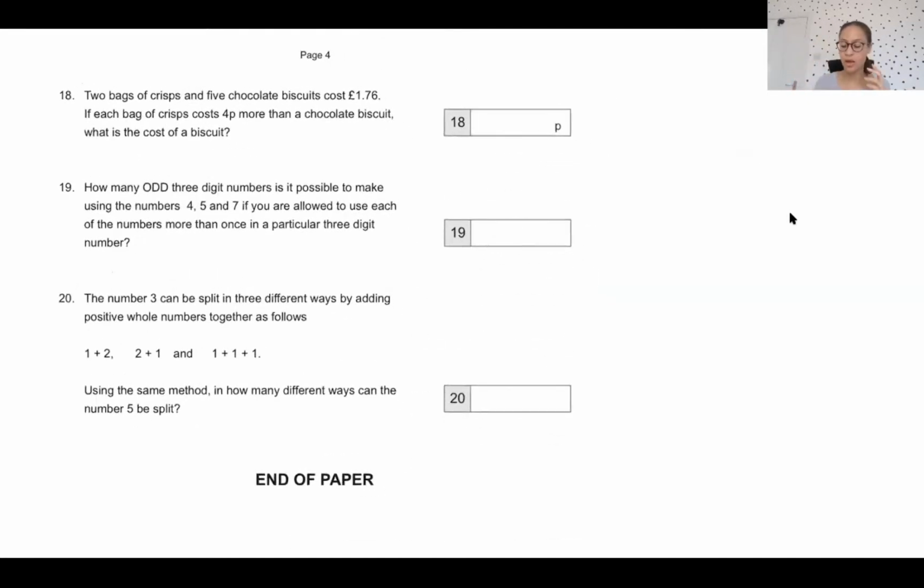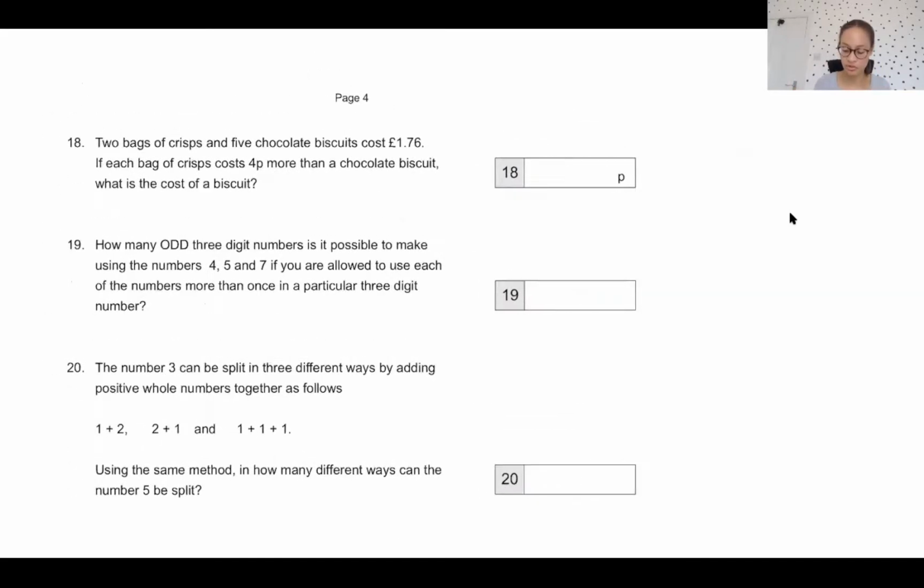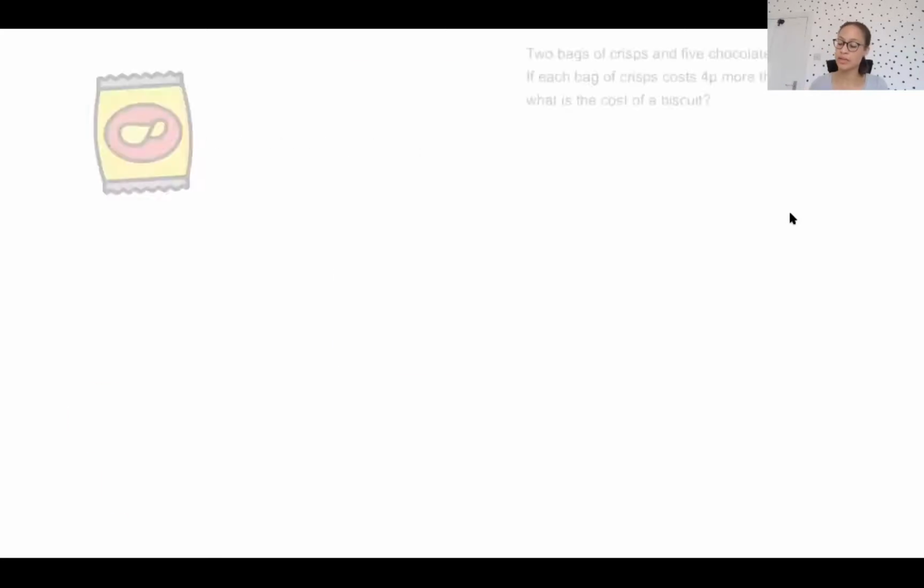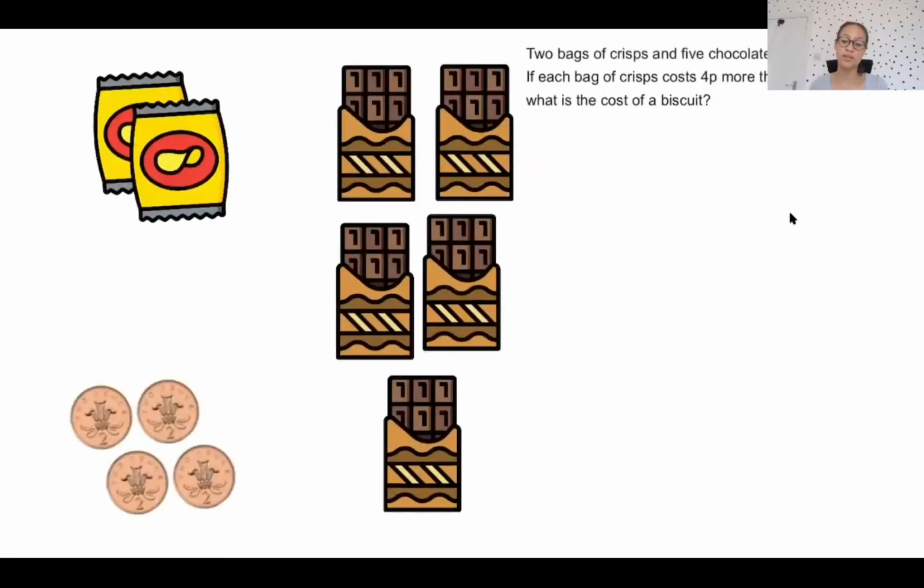And I have some illustrations for these, but let's read the question first. 2 bags of crisps and 5 chocolate biscuits cost £1.76. If each bag of crisps costs 4p more than a chocolate biscuit, what is the cost of a biscuit? Each bag of crisps costs 4p more than a chocolate biscuit. Now I have some images. I don't have an image of a chocolate biscuit. I have images of chocolate because it was easier to find, to be quite honest with you.